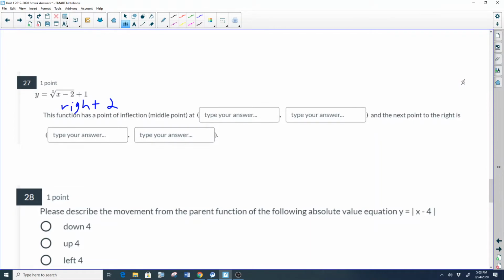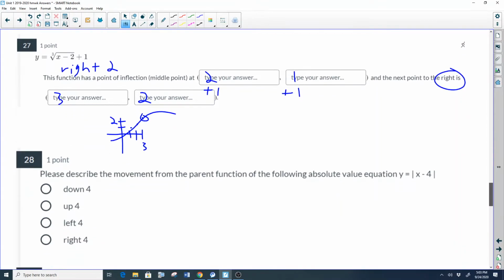So right 2, so that's just a positive 2 and then a regular positive 1. And then the next point to the right is, well, if it's starting here at 0, 0 and it's going right 2 and up 1, then the next point would be 3 and up to 2. And then it goes like that. So that point is the point to the right. And so that would be over 3 up 2. You're basically just adding 1 to that, adding 1 to that. Can you see that? You're just adding 1 to your middle point.